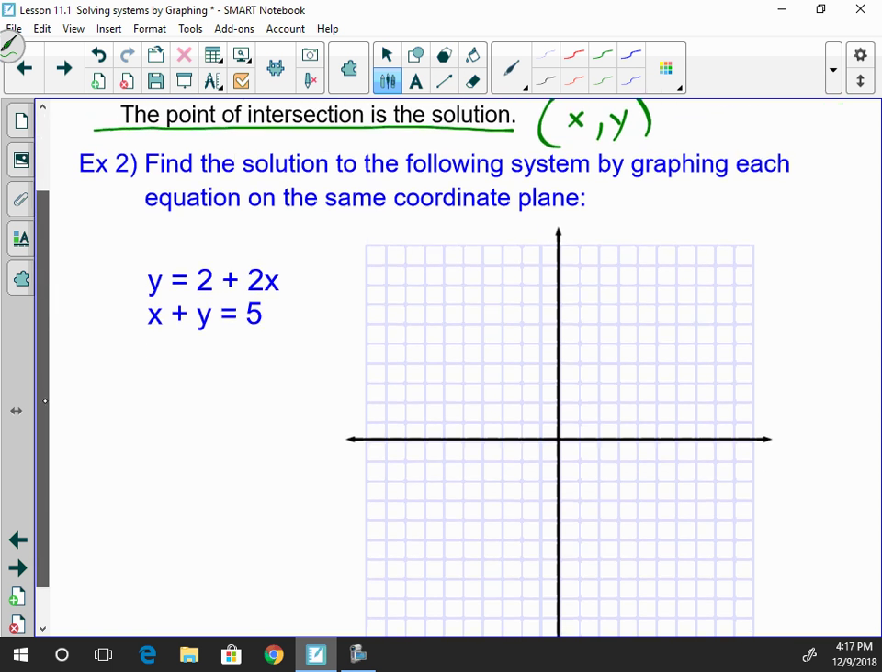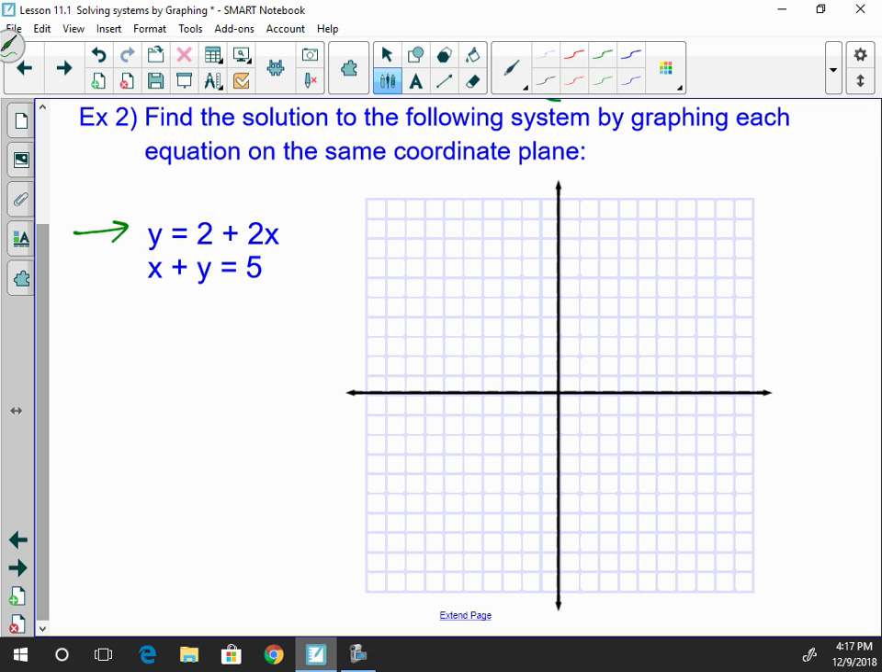So let's look at the first one. This is nice because it's in slope-intercept form, right? So my y-intercept is 2. So I'll put a point at 2. My slope is 2, and I can put that over 1 if I like, which means I go up 2, right 1, up 2, right 1, up 2, right 1. When you're doing this by graphing, it is very helpful to put points all the way across the graph, because what you'll end up doing is actually putting your pencil directly on the solution.